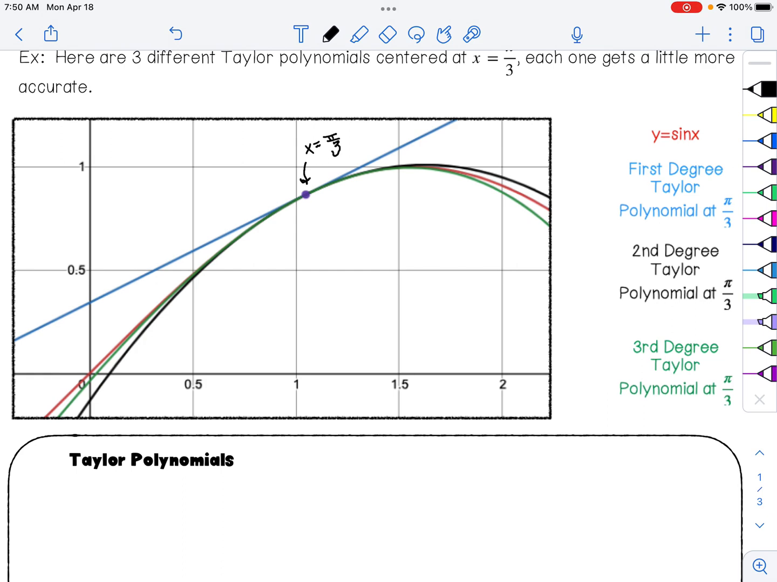I don't know why my pen is being weird today. Okay, we'll try that instead. I think that angle of writing is a little bit better. Okay.